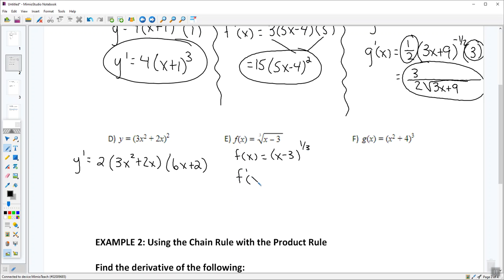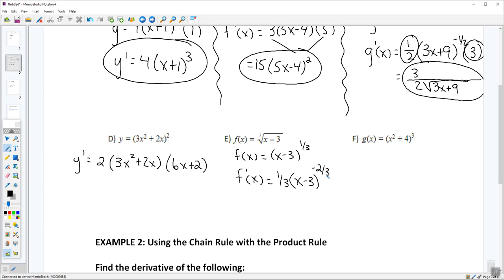One third gets moved to the front. And then x minus 3. And then negative 2/3, right? Yep. Okay. Then times the derivative on the inside, which would be what, kids? Just 1. So pretty much done right there, right?